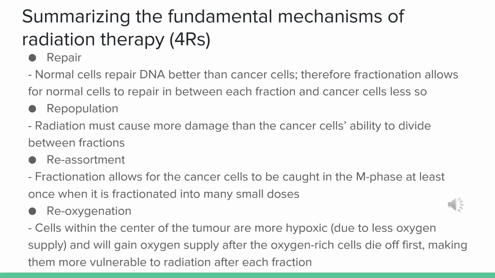Tumor cells further away from the blood supply, such as in the center of the tumor, are hypoxic, which means they are oxygen deficient. Most radiation damage was said to be indirect DNA damage through radicals, and oxygen is important in producing these toxic superoxide radicals. Fractionation allows for oxygen-rich tumor cells to die off first, and the hypoxic cells from the center will be reoxygenated. These cells will be more vulnerable to radiation in the next fraction, and the cycle will continue until hopefully the tumor is eradicated.